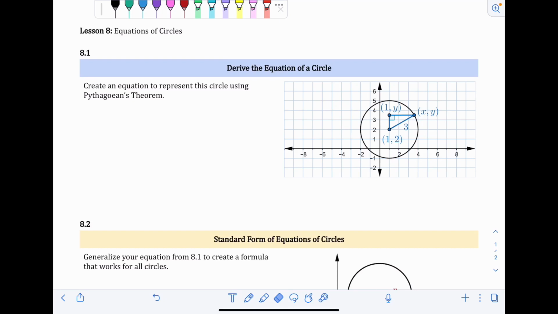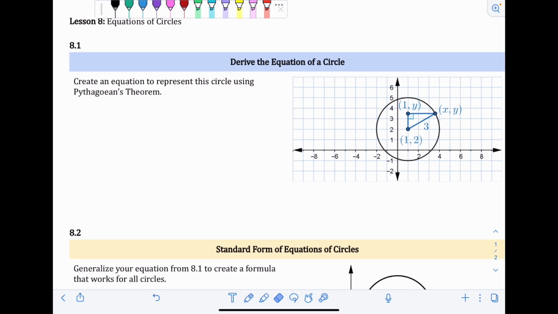Lesson 8 is all about equations of circles, and in 8.1 we're going to create an equation for the circle in this graph. In this graph we have a circle that is centered at point (1, 2) and has a radius of 3. Remember that a radius is just a segment inside the circle that connects the center to an endpoint on the circle. In this case it connects to the endpoint (x, y), and we want it to connect to a general point on the circle, because we want our equation to represent any point on the circle.